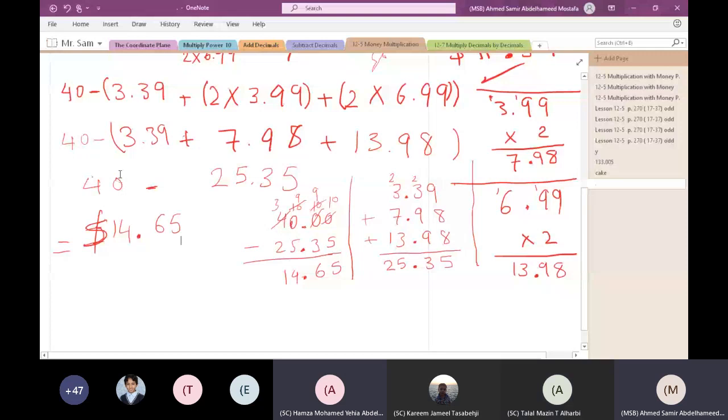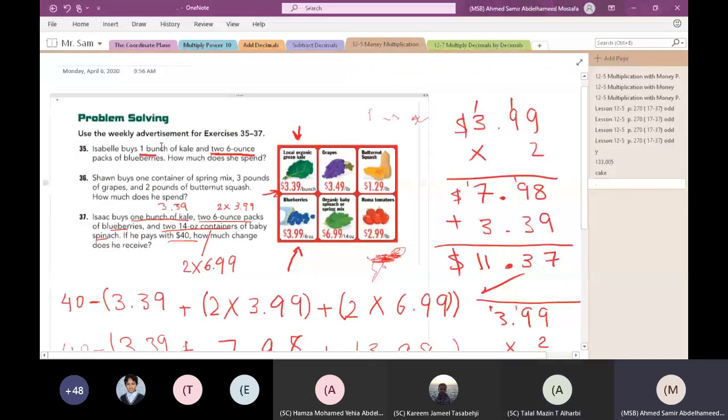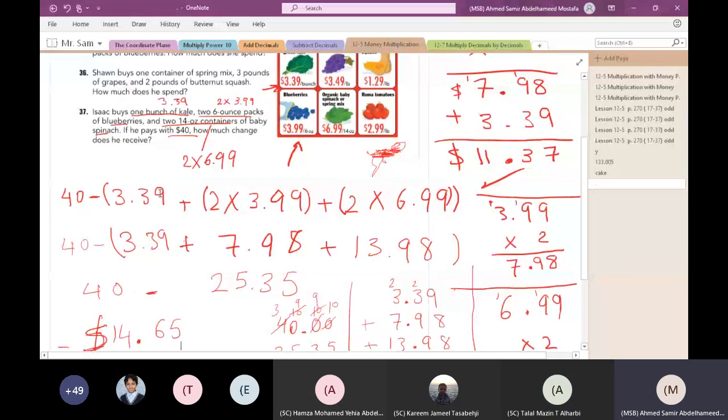Why didn't you take 11.37 from number 35 and add it to 6.99 times 2? We could have done that. He bought in number 35, but actually this is a different person. Isabel is a different person. So we started the question as a new question. This is a good and easy way to do it, of course, but we did it as a new question, so it's no big deal.